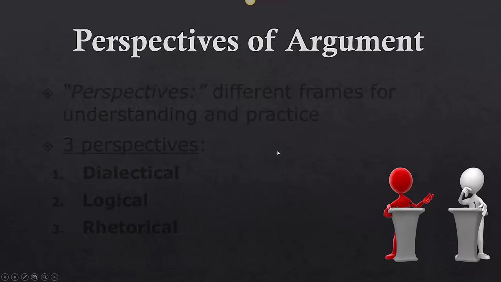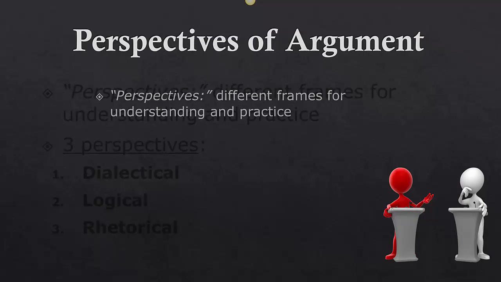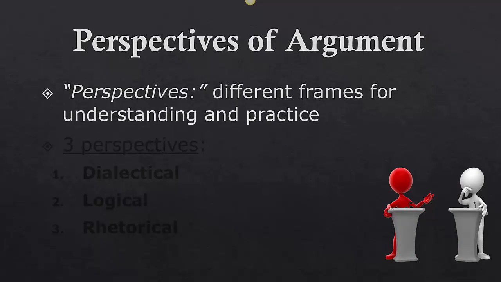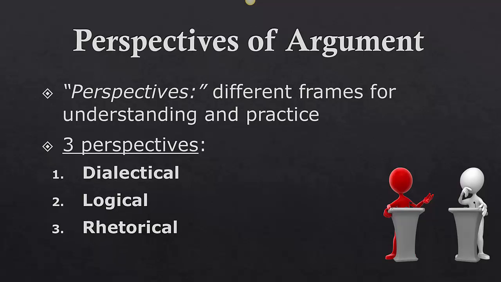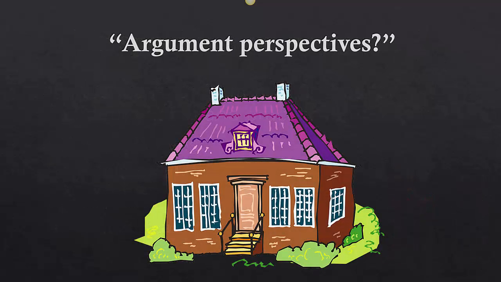So, to sum things up, we've gotten a sense of the notion of perspectives as involving different frames for understanding and practice. And we've talked about the three primary perspectives of argument: the dialectical perspective, the logical perspective, and the rhetorical perspective. To sum up one more time with our house metaphor, if we think about argumentation as an entire field, as a house, we can think about those perspectives as looking through the house from different windows.